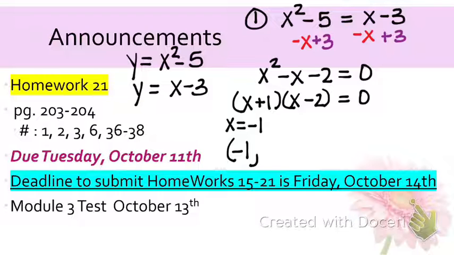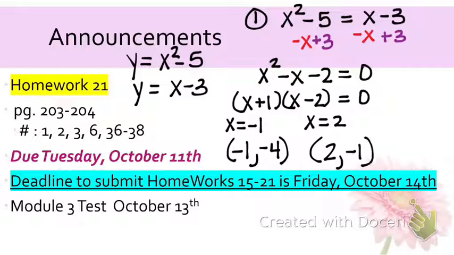What did you get for your first y value? Negative 4. So negative 1, negative 4, that's my first solution. For your second solution, x equals 2. And so then 2 squared minus 5 is 4. 4 minus 5 is negative 1. Who got negative 1? So those would be your two solutions, and that is what you would have to do.